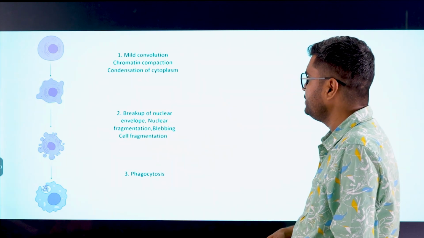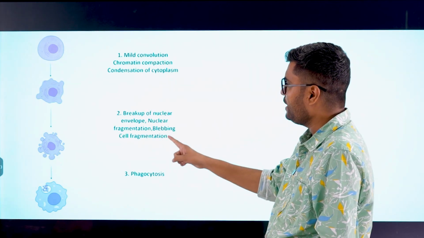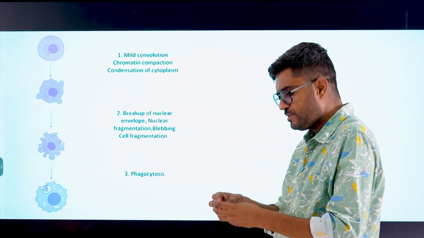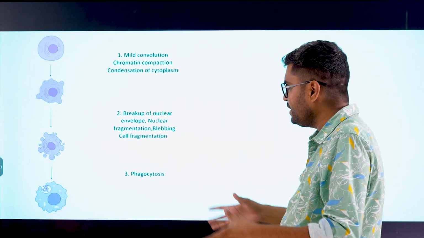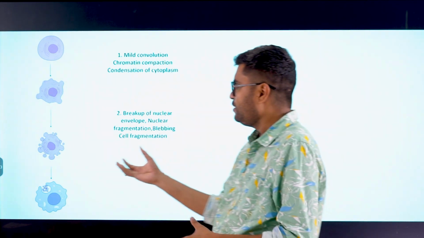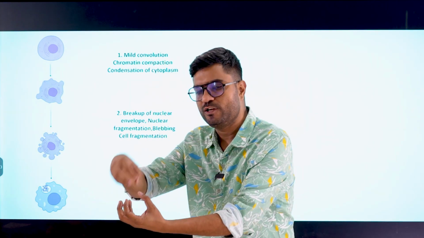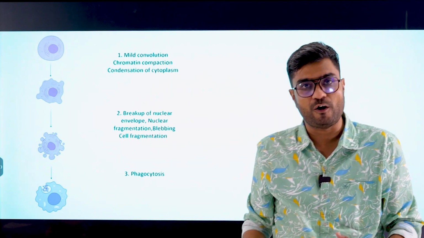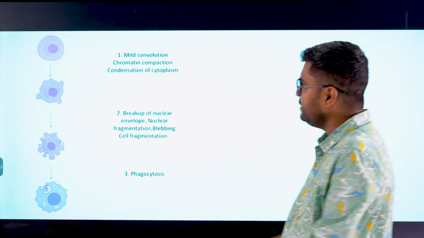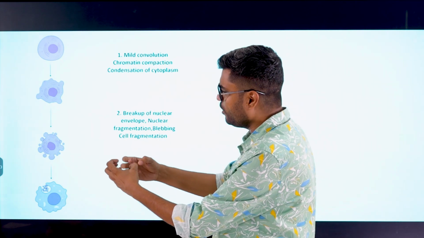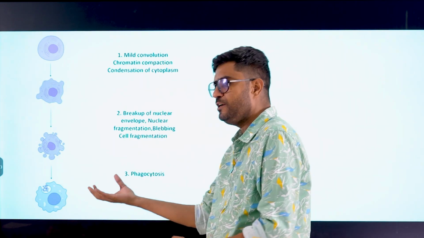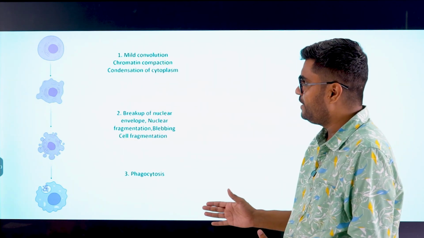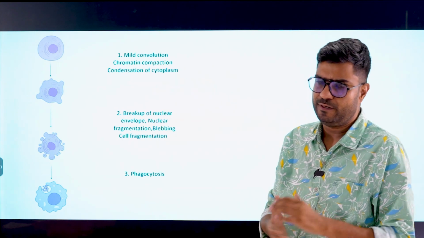In the second step, the nuclear envelope will be disintegrated, the nucleus will be fragmented, DNA will be fragmented, and blebbing of cells occurs, which means small cellular bodies, also called apoptotic bodies, will be formed. And finally, these small apoptotic bodies will be phagocytosed by phagocytes or phagocytic cells, and ultimately the cells will disappear.